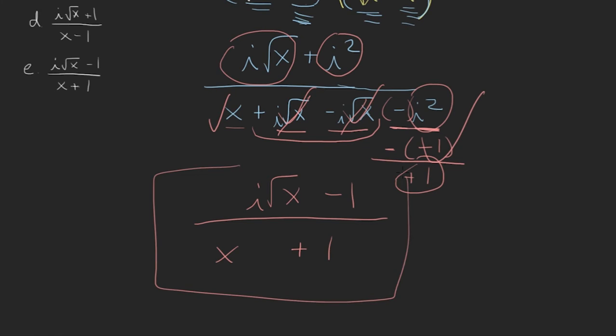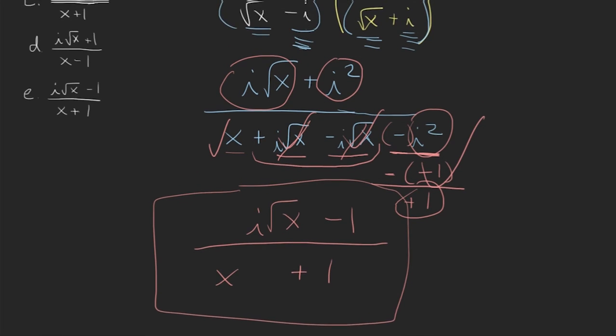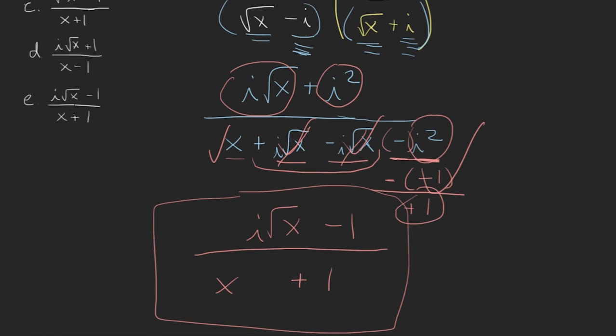Alright, this I think is our answer. So let's see. I think D or E. Let's see. E has i root x minus 1 over x plus 1. So E is our answer.